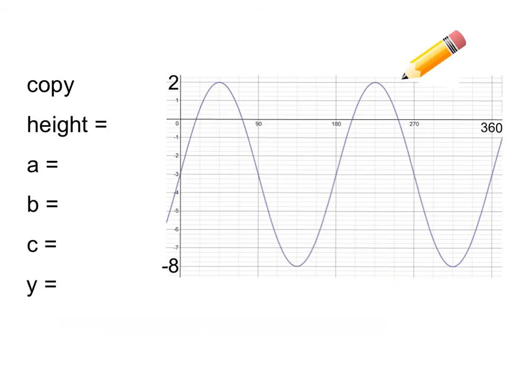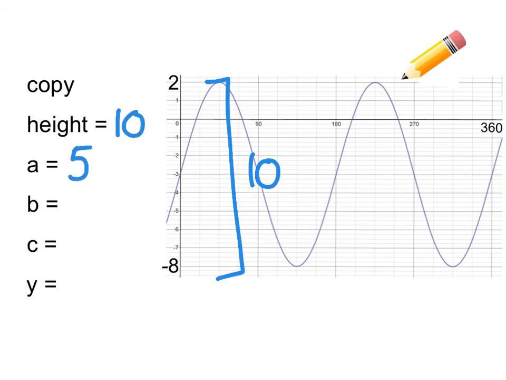Look at another one. So this has got the lovely sine shape. Okay, it's a sine graph that's been moved down. Hopefully that's obvious. Now the maximum height, how far is it from 2 down to minus 8? That is a height of 10. Half of 10 is 5. So at the moment we know that this is y equals 5 sine.